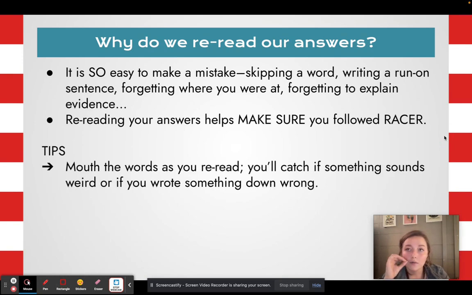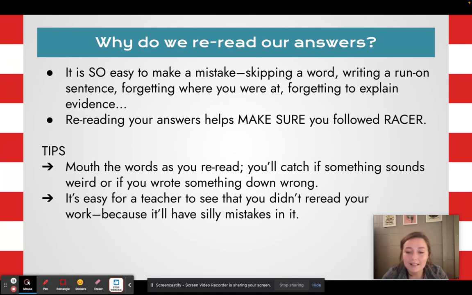Now, I want you, when you're rereading, it can be helpful if you are mouthing the words, okay? So if I'm going, the words you reread, you'll hear and you'll catch if something sounds weird or if you wrote something down wrong. Like, if I say, you'll catch if something sounds weird, I need to add an S. I forgot an S. That's a typo. You can fix that then.